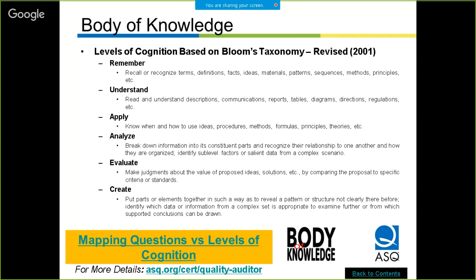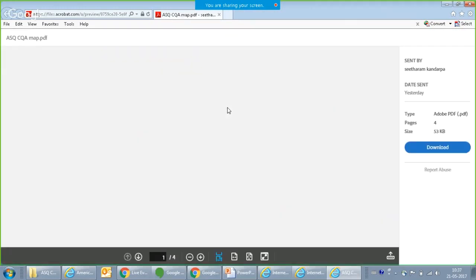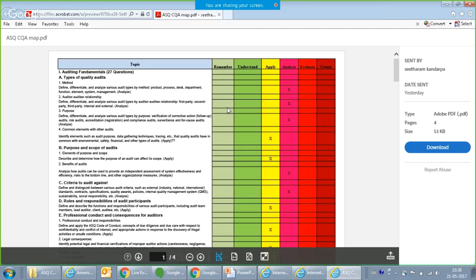Further, I tried to collect various subtexts of the body of knowledge and corresponding levels of cognition in one document, the mapping. Let's open this to understand in detail. The body of knowledge contains sections, chapters, and corresponding levels of cognition. I mapped them here. This cross indicates the level for this subtext.